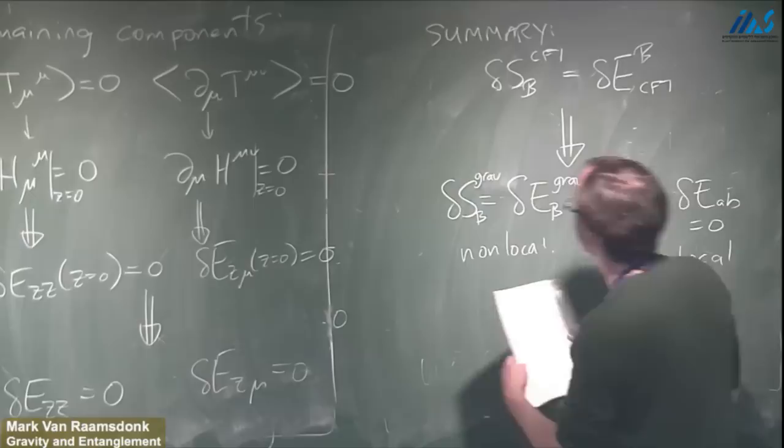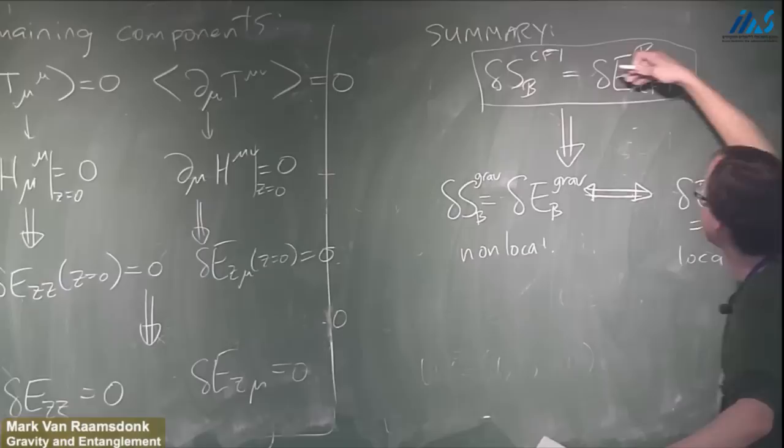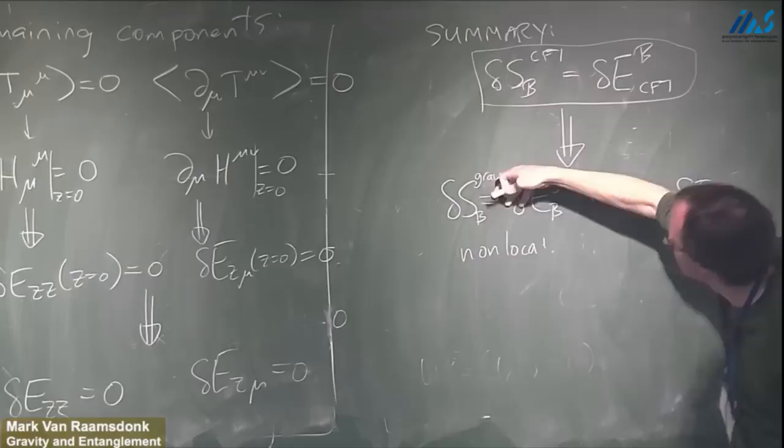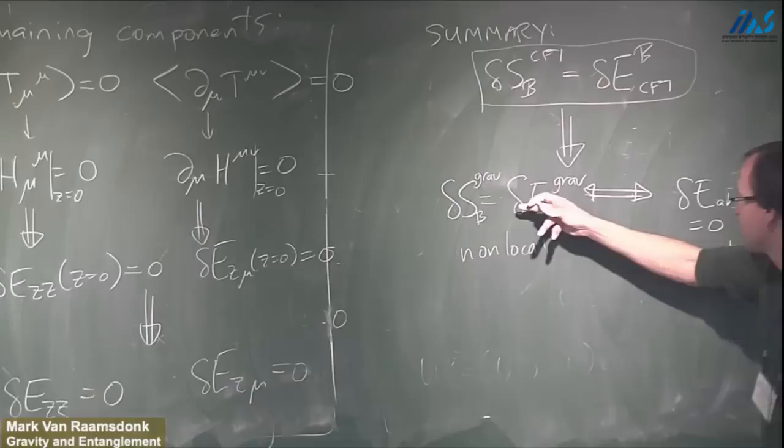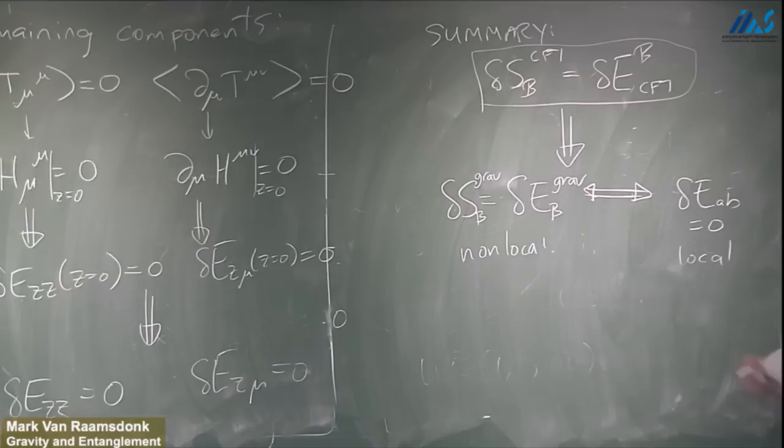Okay, so to put everything in context, I'll just summarize what we did. That was to start from a relation that's true in any CFT to then derive a non-local constraint on the bulk geometries, and then to show that this is equivalent to this, using this magical form that originally we didn't have.